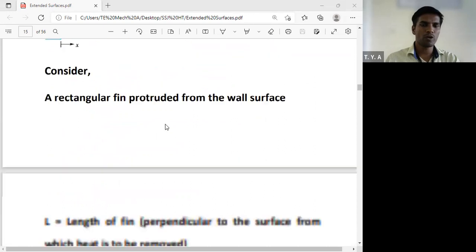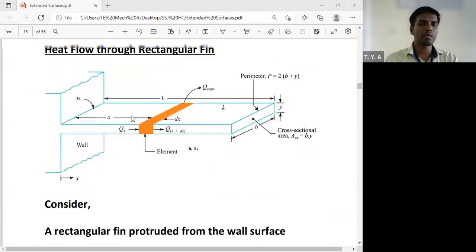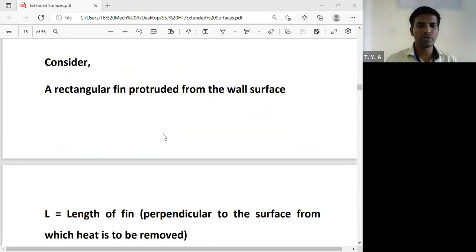For that we considered Qx. Qx is the amount of heat conducted into this small element. This colorful element is the small element. Qx amount of heat is conducted into this element, and Qx plus dx, that amount of heat is conducted out from the element, and some heat will be convected into the surroundings, that is Q convection. According to that we have written the equation.